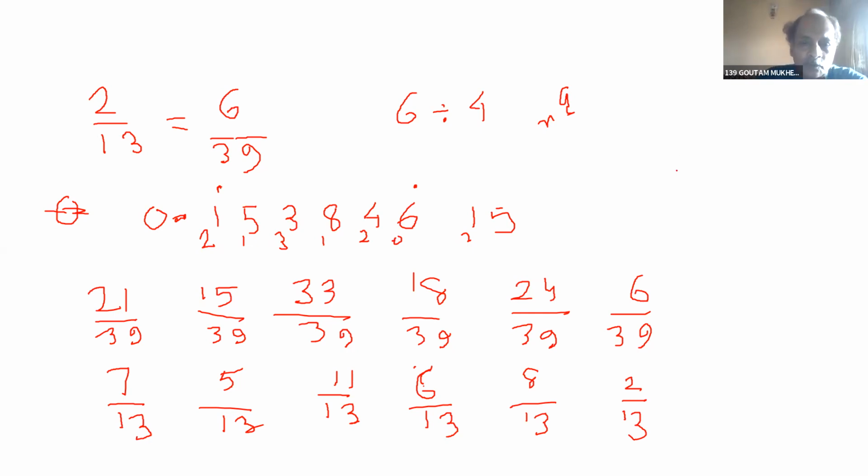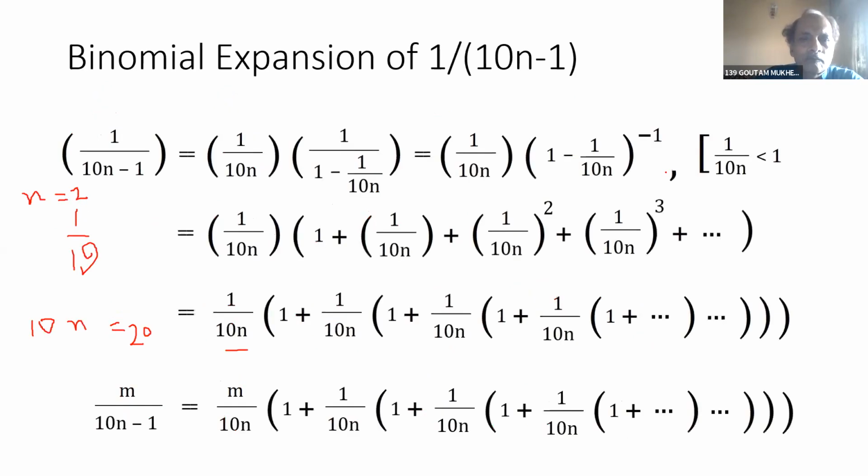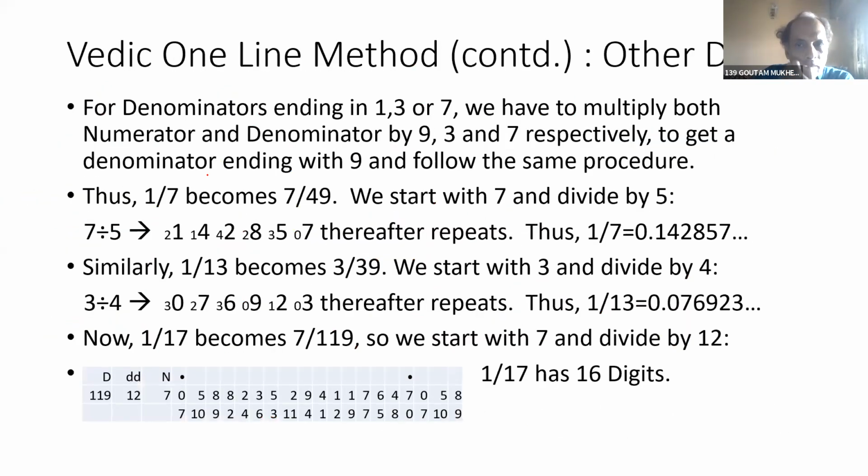This group. You mean to say all these things that you have said right now, 7 by 13, 5 by 13, 11 by 13, 6 by 13, all this will have the same answer? Not the same answer. Rotating answer. Rotating answer, okay. Here you see, this is 10 by 13. This will lead to 10 by 13.